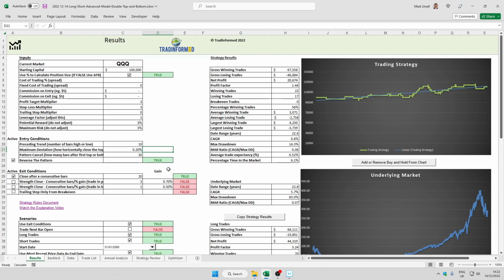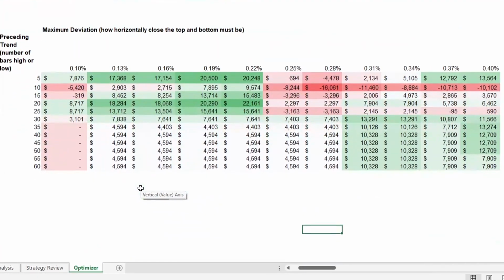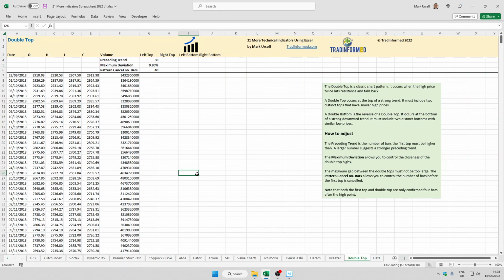Now, the way I have compared these two crucial variables is in an optimizer matrix. You can see here I've measured the preceding trend against the maximum deviation, and this makes a big difference in the results.